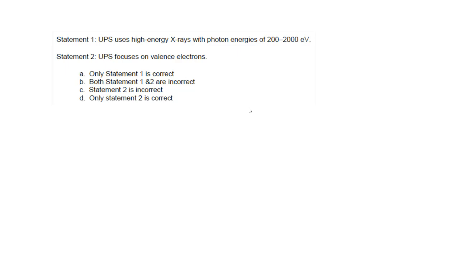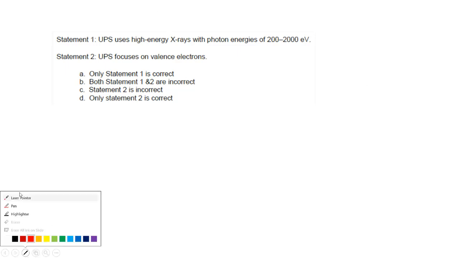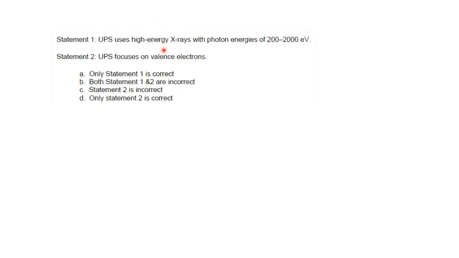Yeah, exactly. As I told, UPS does not use X-rays, but it uses UV photons. That's why the first statement is wrong, because it says that UPS uses high energy X-rays. That is wrong, and the energies are also much less than 200; actually it is less than a few tenths of an electron volt. So this is also wrong. It also focuses on the valence electron, so statement 2 is the correct one and 1 is wrong. Therefore, the answer D is the correct answer.